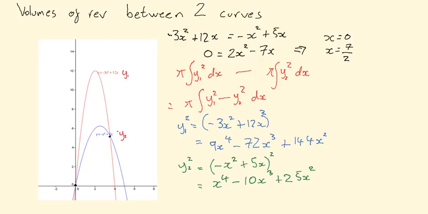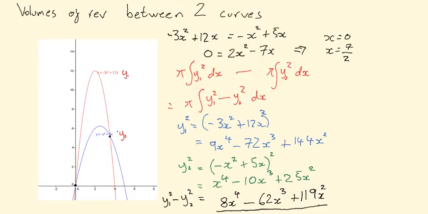Finally, we just need to minus y2 squared away from y1 squared before we even think about integrating, and that leaves you with 8x to the power of 4 minus 62x cubed plus 119x squared. This is the bit that we're about to integrate. We've got our limits because we worked them out earlier, and now all we have to do is go ahead and do the integration, which unfortunately as this video is running out, I'll show you in the next one.